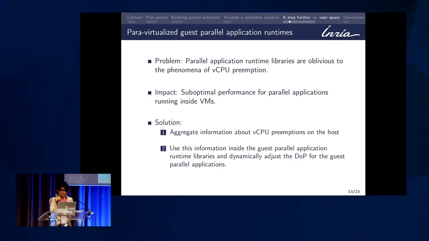So that's the issue. The libraries are oblivious to the phenomenon that vCPU preemptions happen, and that hurts application performance, so we want to fix that. How do we want to fix that? We came up with a solution where we aggregate the information about vCPU preemptions on the host in a timely and accurate manner. Then we use this information in the libraries to adjust the number of parallel workers dynamically at runtime. Depending on the load changing, or the oversubscription situation changing on the host, the workload can expand or shrink, but it keeps using the correct number of worker threads, as many threads as there are vCPUs that are actually able to run on the host.